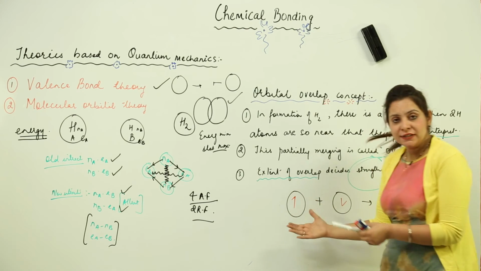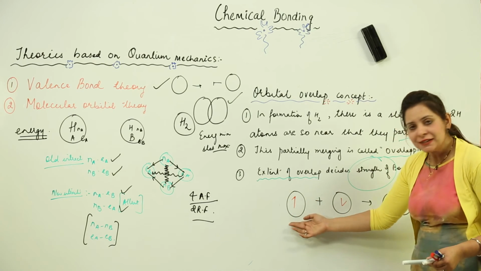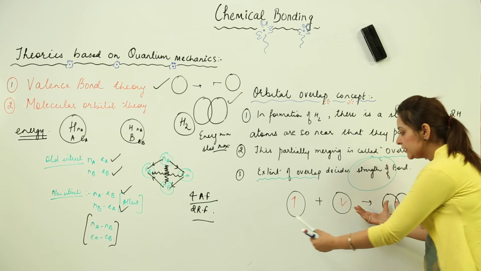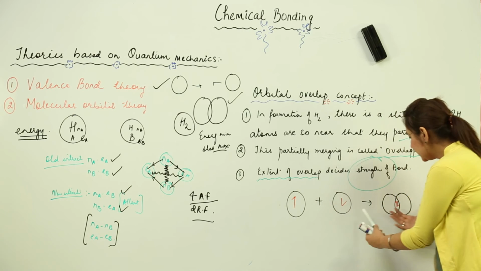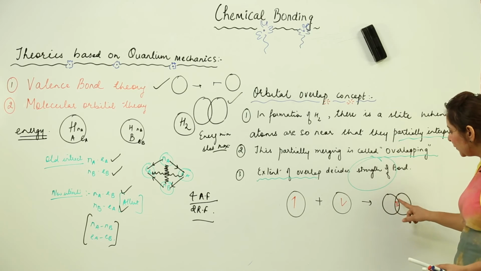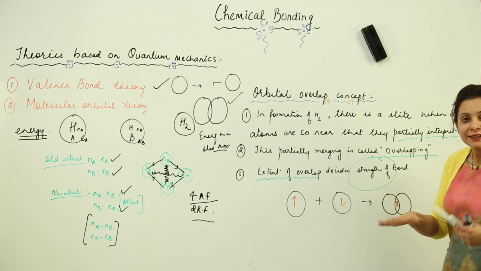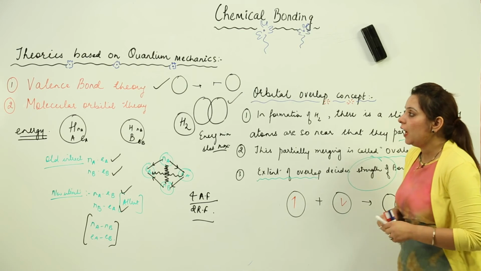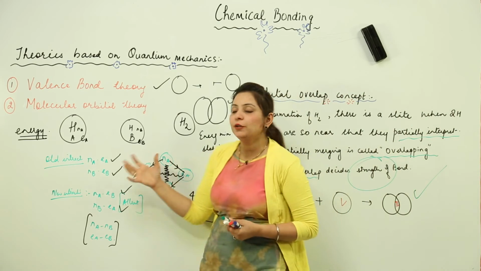So just see, these are the atomic orbitals, half filled atomic orbitals. Again, this is another half filled atomic orbital. They are approaching each other and they overlap with each other, and what happens is their half filled atomic orbitals get paired up, and this results in the formation of the molecule. So this is how you need to explain on the basis of valence bond theory.